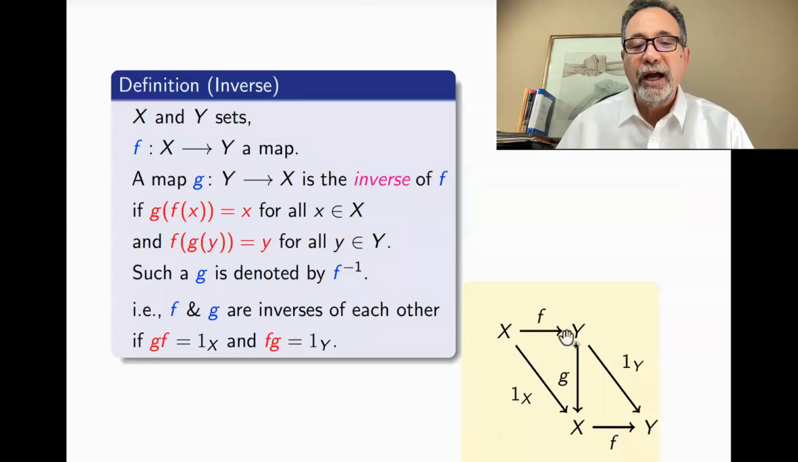Here I have x and y. These are the sets x and y, the function f, then the function g, the function f, the identity function, and the identity function. What's the point?